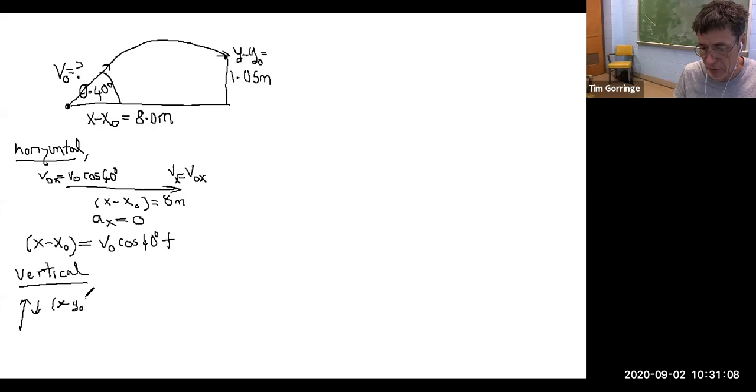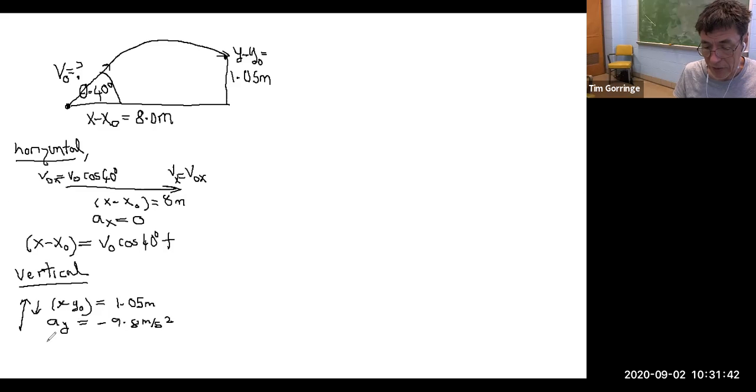So we know the displacement is 1.05 meters. That's the difference between y and y naught, the final and initial positions. We know the acceleration. Well, that's the acceleration of gravity, and that's going to be minus 9.8 meters per second squared.